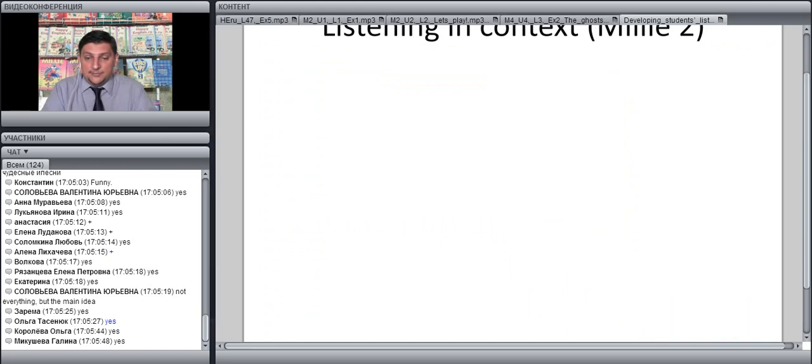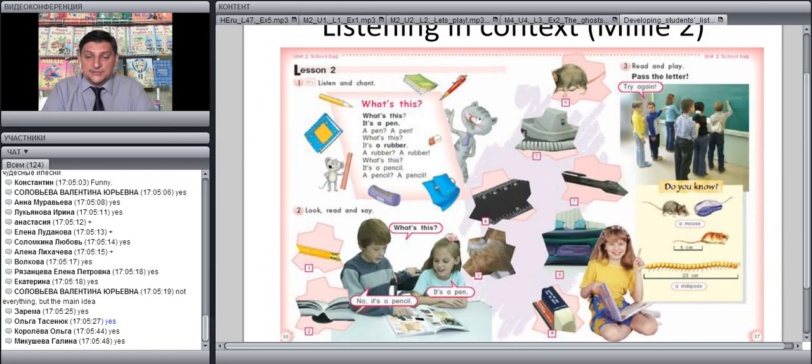Here is another example from Mili Grade 2. There is a very interesting technique which helps students to understand the context better. This technique is called the multisensory approach. So students learn to understand the meaning when they pay attention to movement, and to feeling, to how a thing feels, to texture, to stuff like that. And this helps them to better learn words. Let's take a look at this example.